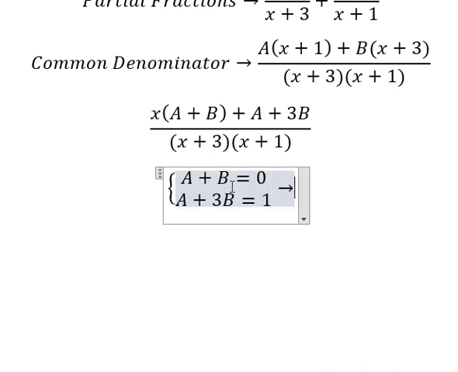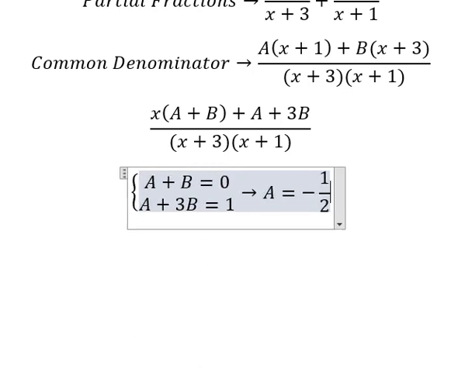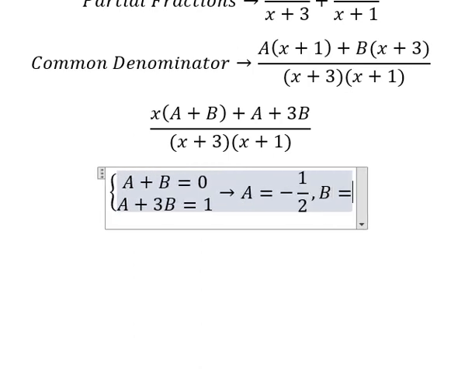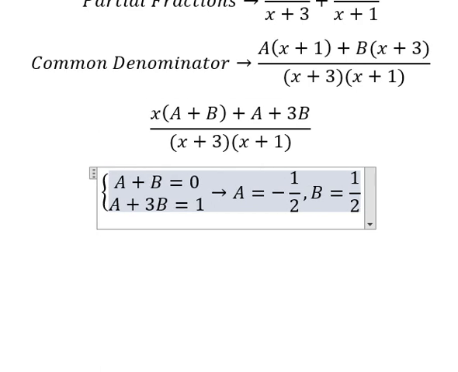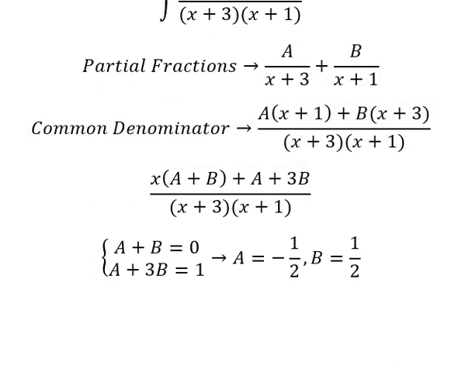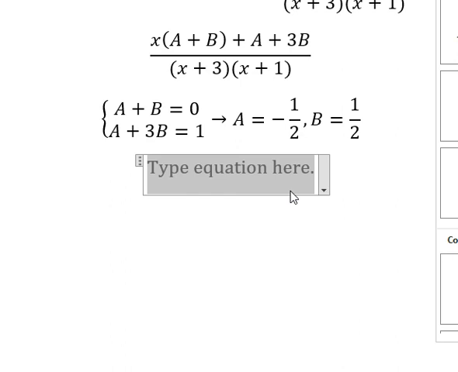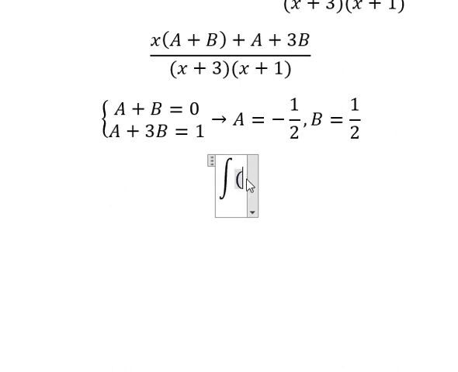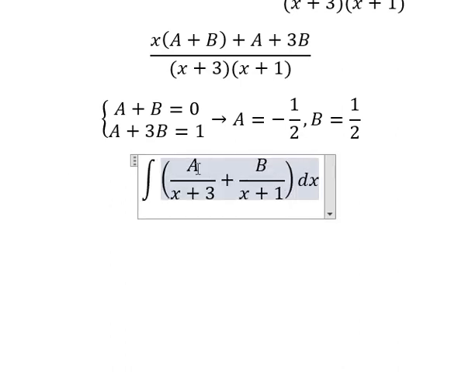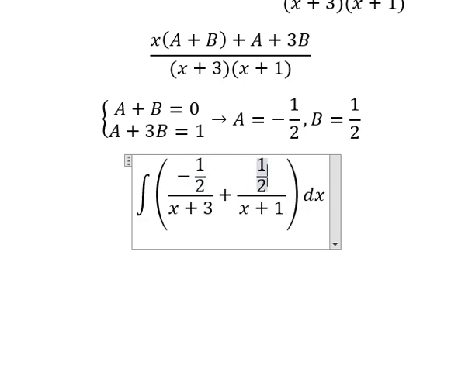Now we can find the solutions of AB. So A equals to negative 1 over 2, B equals to 1 over 2. Now we put A and B go back in here. So A equals to negative 1 over 2, B equals to 1 over 2.